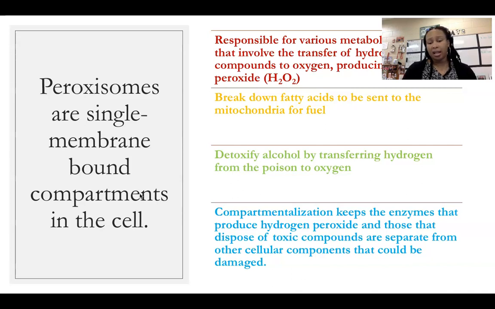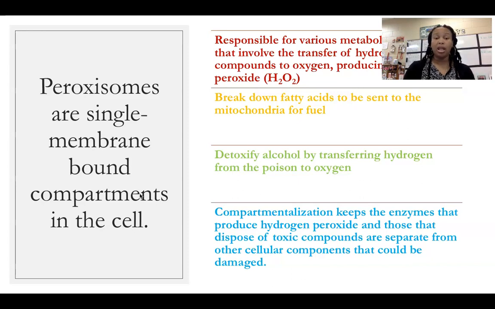This is important in detoxifying alcohols. Remember, alcohols are going to have those hydroxyl groups on them. And so it's able to transfer the hydrogen from the poison to oxygen. So it's able to take those hydrogens off of those hydroxyl groups and then transfer them to oxygen to make the peroxide. This is another great example of compartmentalization in the cell.